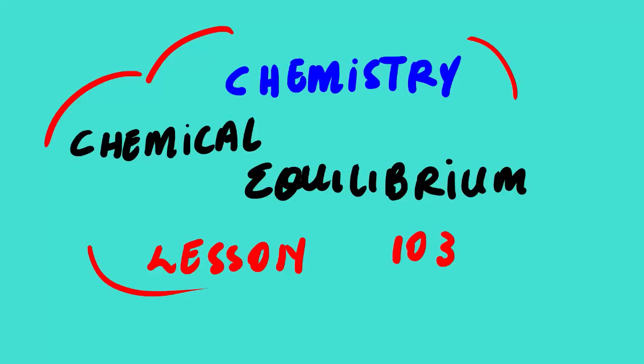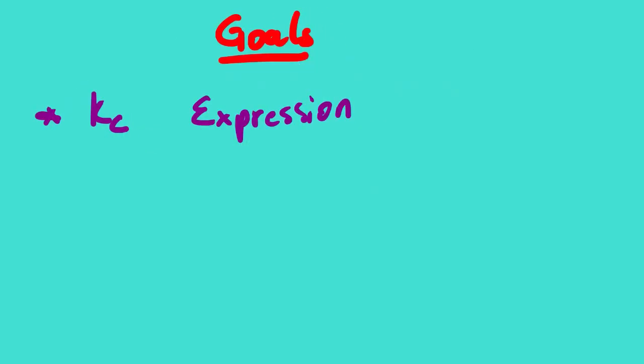Our lesson for today will be looking at chemistry. The topic is chemical equilibrium. This is lesson 103. Let us start. The lecture goal for today's lesson will be looking at how to write Kc expression.